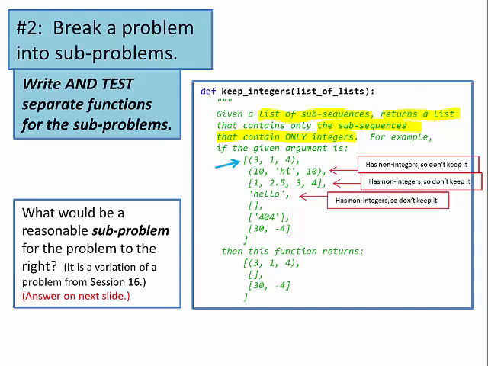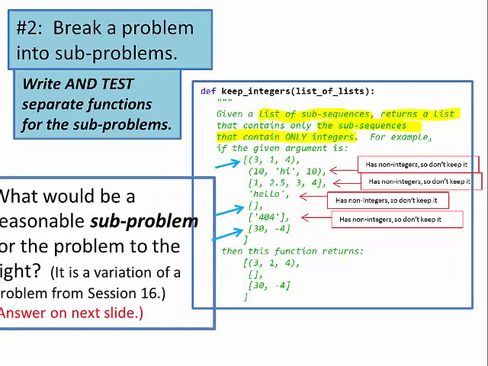Hello, doesn't have integers, it's a string. The empty list doesn't have any non-integers in it, so you keep it. The string 404, no, that's not an integer, throw it away. 30 -4, yeah, keep that one. So this function is to return the list of those 3 elements that it's pointing to.